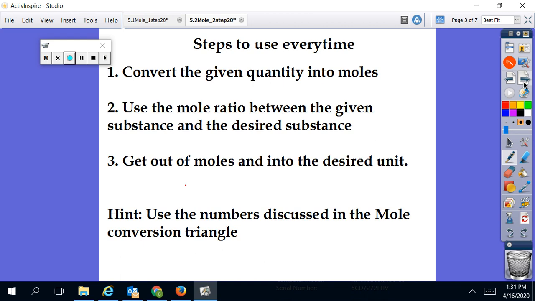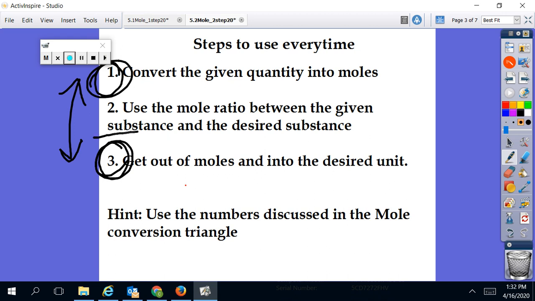Now, in the last video and the last homework problems, we only used one step. So we either used step 1 or step 3, where we converted the given into moles, or we converted moles into another unit. Now today, we're going to be using both steps at once. So we're going to be using step 1 and step 3, where we convert the given into moles, and then we get out of moles and into a new unit, which would be liters, grams, or molecules.